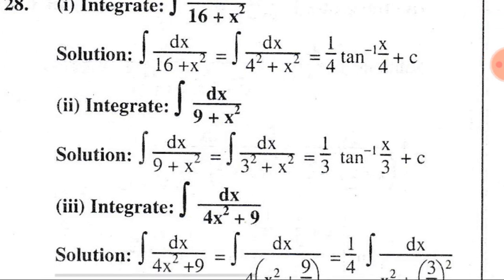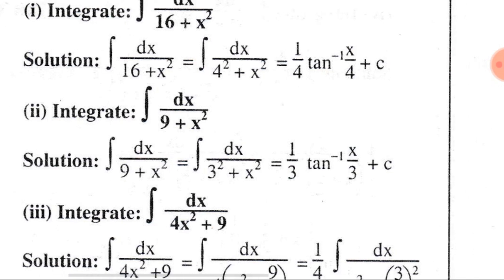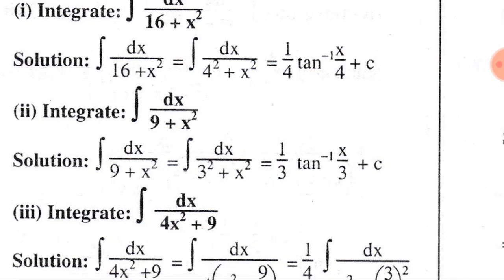Similarly, in the problem number 2, that means question number 28-2, here you will find the same standard form, that means the integration of dx divided by (a squared plus x squared). And here if we write 9 as 3 squared, then it will become similar to the standard form, and we can write 1 by a tan inverse x by a plus c, that means 1 by 3 tan inverse x by 3 plus c, where c is the integral constant.